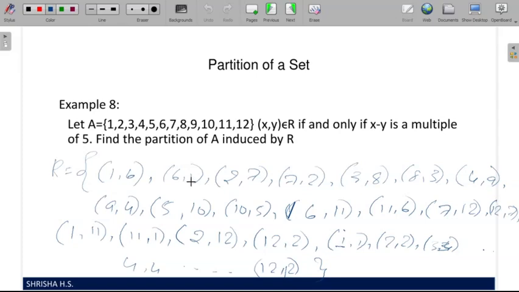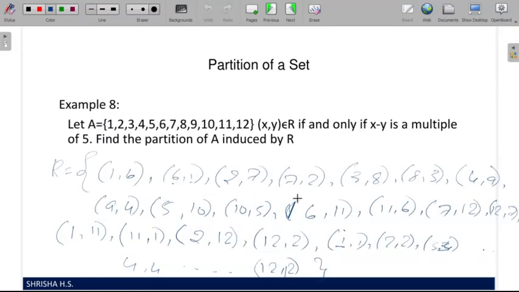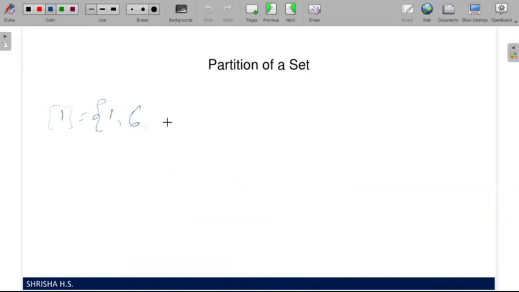Okay, so 1 is the second place. What is the first element? 6. Okay, so 1 is in the 1 comma 11. Okay, so 1 is in the second place. What is the first position? 11. So this will be the partition for 1.